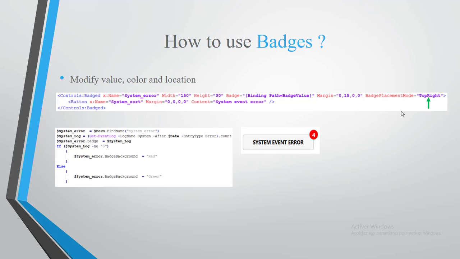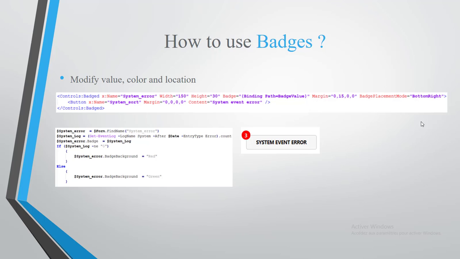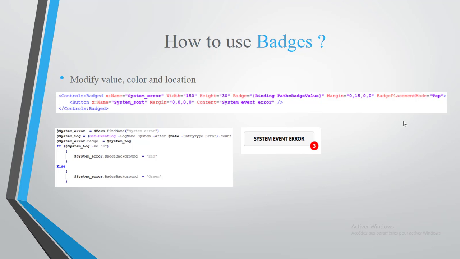To modify the location of the badge, you have to use the badge placement mode attribute. By default, sorry, it's top right. If you want to move it to the top left, just change to top left, and this will give this. To change to bottom right, do it like this. To change to top, it will display it at the middle of the top of your button.